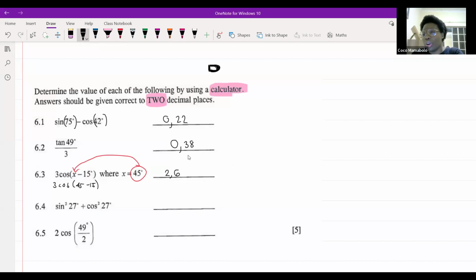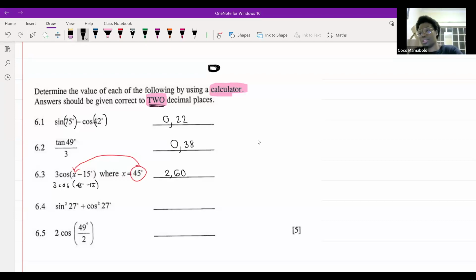I know your calculator will give you 3 root 3 over 2, something along those lines. We're not going to accept that answer because the instruction specifically says your answer should be given correct to 2 decimal places. This is in surd form. They did not ask for surd form, so we must make sure that we're giving it to them in the way that they want it. So click the SD button and give us that 2.60.